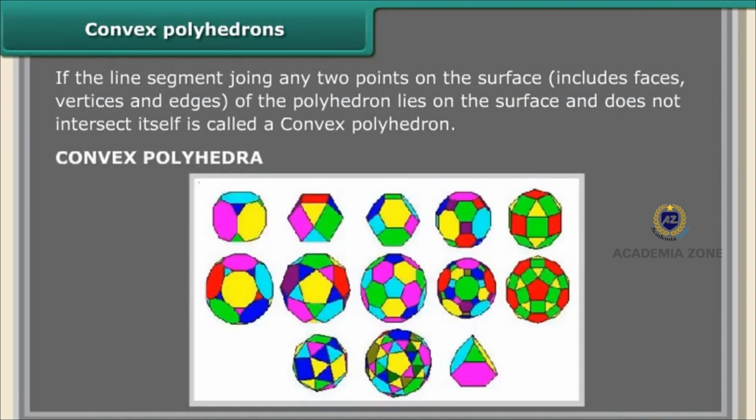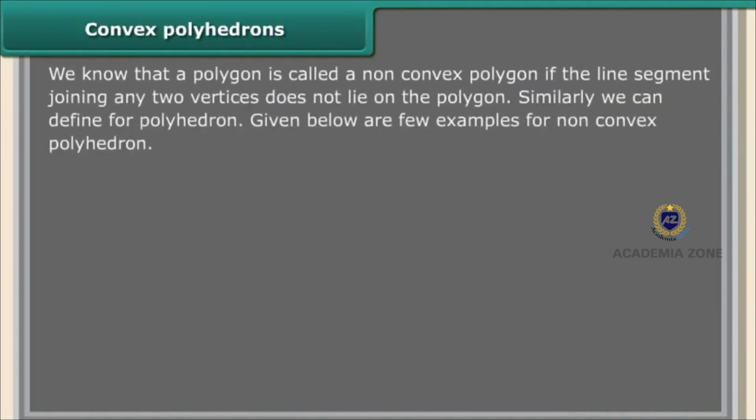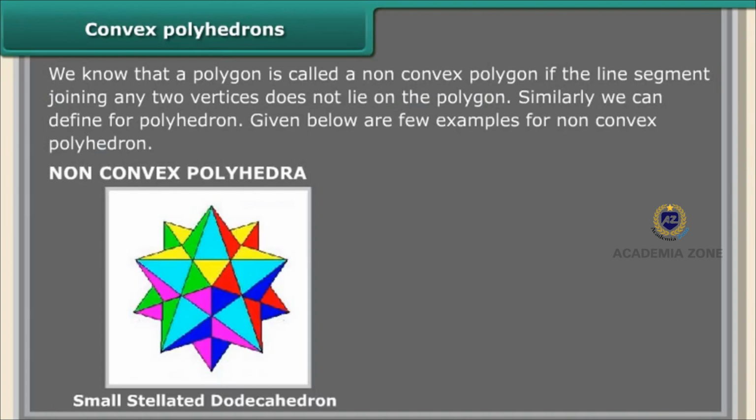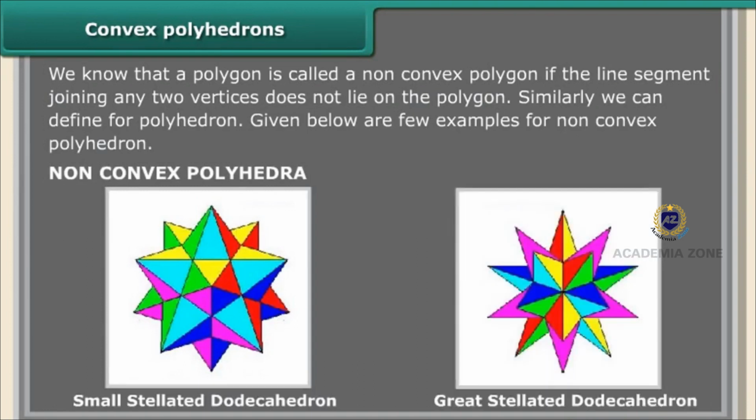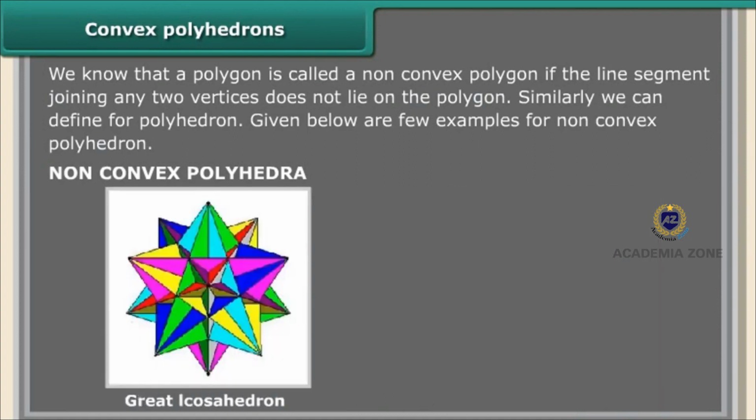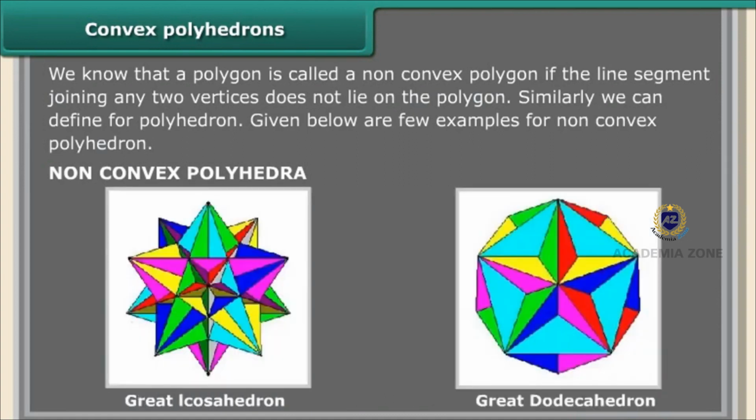Convex polyhedra: we know that a polygon is called a non-convex polygon if the line segment joining any 2 vertices does not lie on the polygon. Similarly, we can define a non-convex polyhedron. Given below are a few examples. Non-convex polyhedra: a small stellated dodecahedron, great stellated dodecahedron, great icosahedron, great dodecahedron.